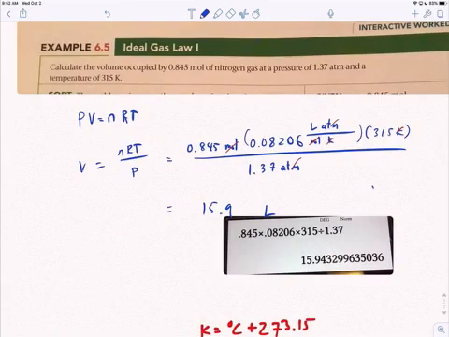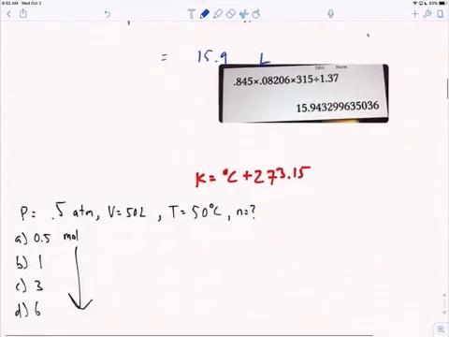All right, recap for this one. We are given the number of moles, the pressure, and the temperature, and we want to know the volume. So PV equals nRT. We solve for the volume by dividing both sides by pressure. So volume is nRT over pressure. And then we just plug in the numbers. Units cancel to liters, and the volume is 15.9 liters. Questions with this one? Okay.